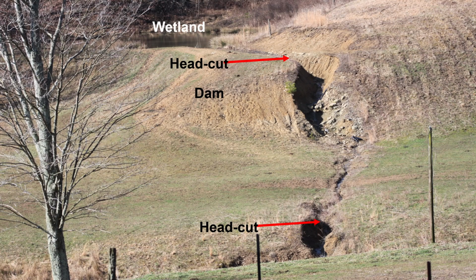The red arrows mark where 2 major head cuts are advancing up the spillway towards the dam, causing great erosion and the eventual failure of the wetland. Livestock access to the spillway is causing a great deal of erosion.